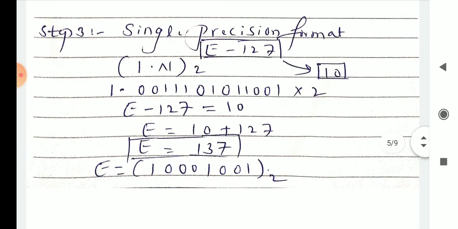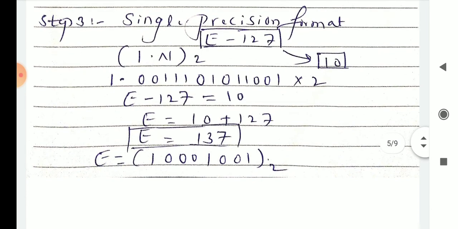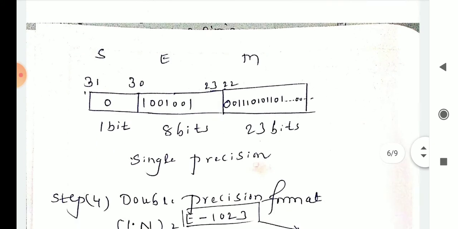E is equal to 10 plus 127, because 127 moves to the right hand side, so that is negative into positive. So add these two, 10 plus 127, that is 137. You are getting the answer, the exponent 1 0 0 0 1 0 0 1 of that binary number. So whatever that 137 decimal number is, convert it into a binary number. Okay, so this is the final answer of the exponent. Then you have to take the format of single precision.